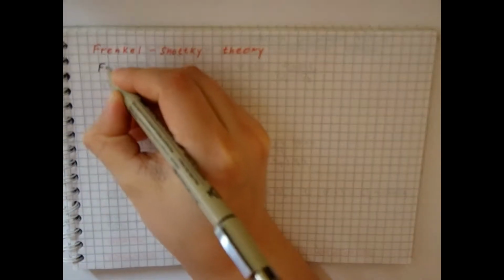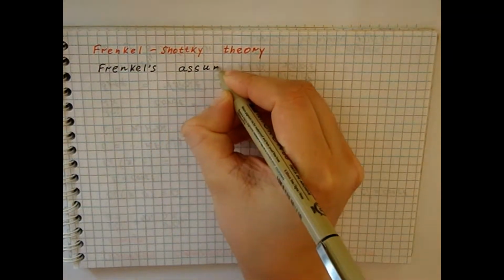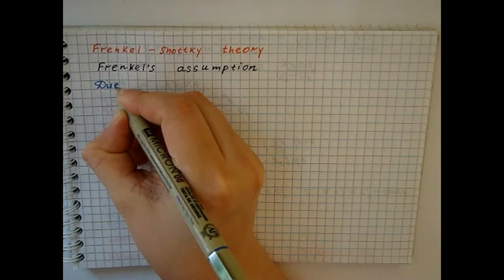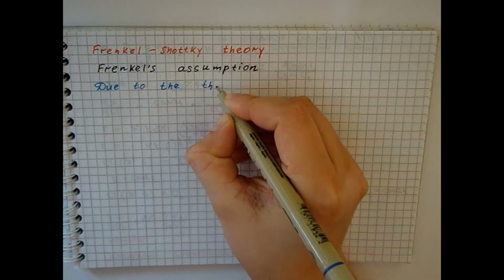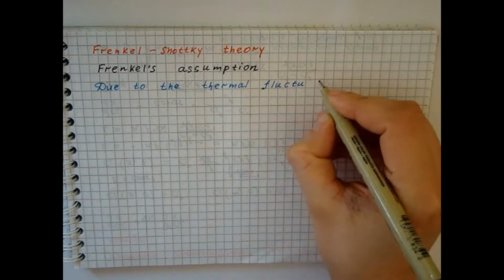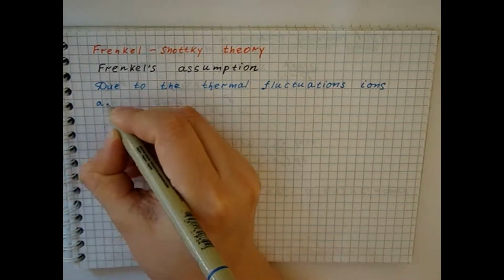The issue of the reasons for the ionic conductivity of solids was considered by Frenkel. He suggested that due to thermal fluctuations, an ion can acquire energy sufficient to leave its normal position at the lattice sites and go to the interstitial positions.